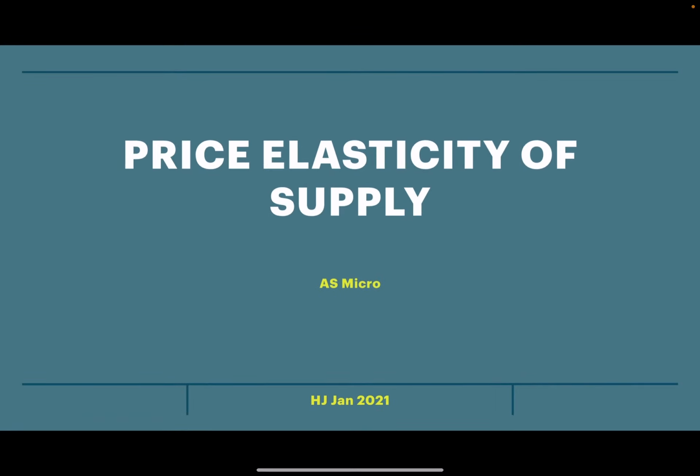So price elasticity of supply is the last of the elasticities, similar to price elasticity of demand, but instead of using the word demand, we're going to use the word supply. So we're going to look at the same things that we did with demand. We're going to look at the different curves, and we're going to look at the determinants.